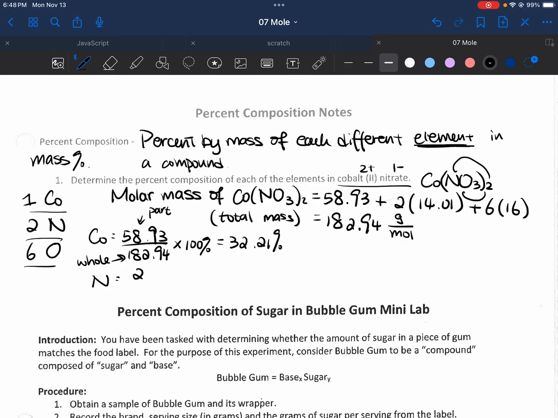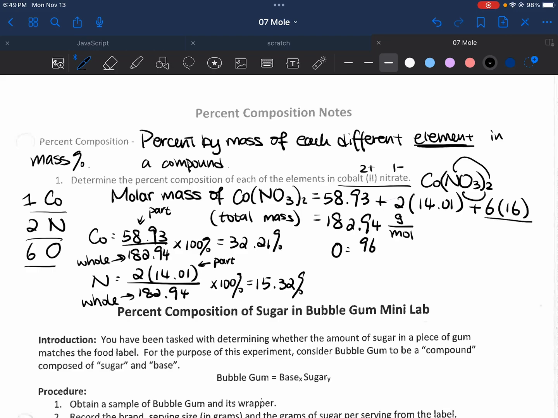Okay, and then if we do our nitrogens, remember we need to have 2 nitrogens. So we do 2 times the molar mass of nitrogen, that's our part, right? And we put it over the same whole compound. The whole is always going to be the same for the same compound. And when we multiply that by 100%, we get 15.32%. Okay, try and do the oxygen on your own. See if you can do it. So we have 96, which is just 6 times 16 from our 6 oxygens. We put that over our 182.94, multiply by 100%. That gives us 52.48%.